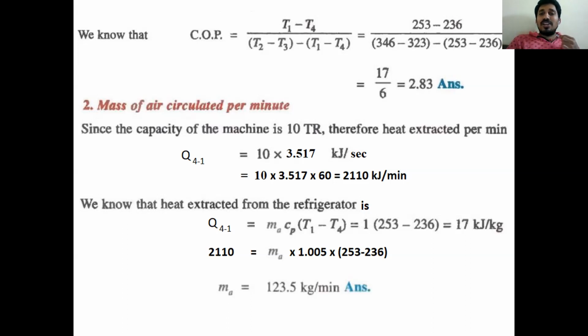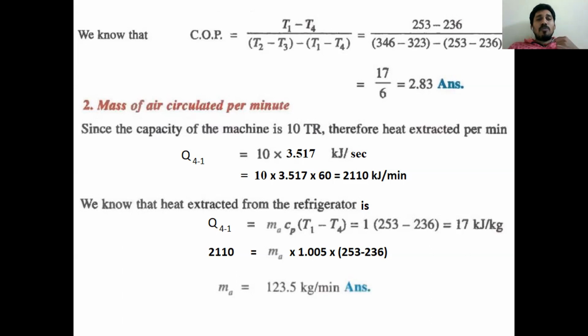Why did I mention kilojoules per minute here? In the objective, they clearly said that we need to calculate mass of air circulated per minute, not per second. So he's asking per minute. That's why refrigerating effect I converted into kilojoules per minute. If we were asked in seconds, then we directly take amount of refrigerating effect in kilojoules per second. But he's asking in kilojoules per minute. That's why I converted.